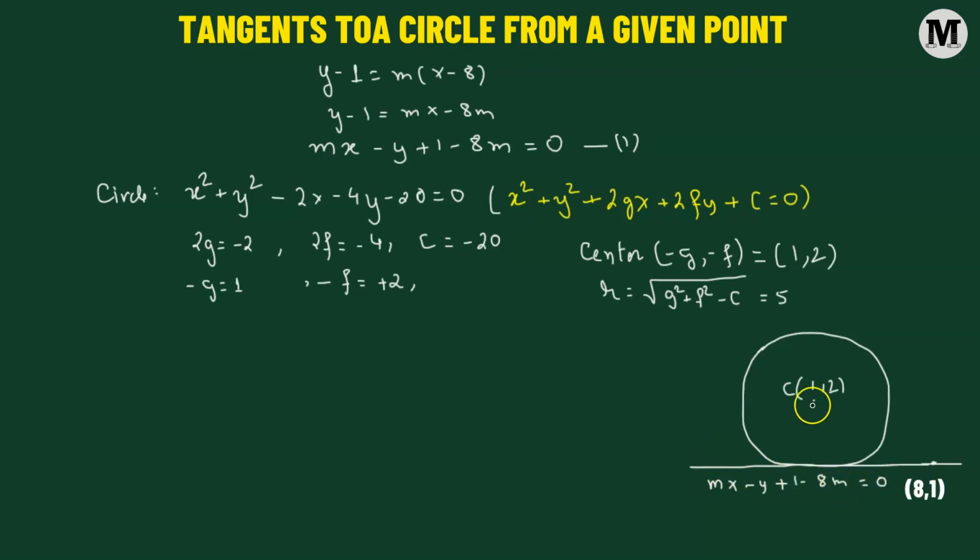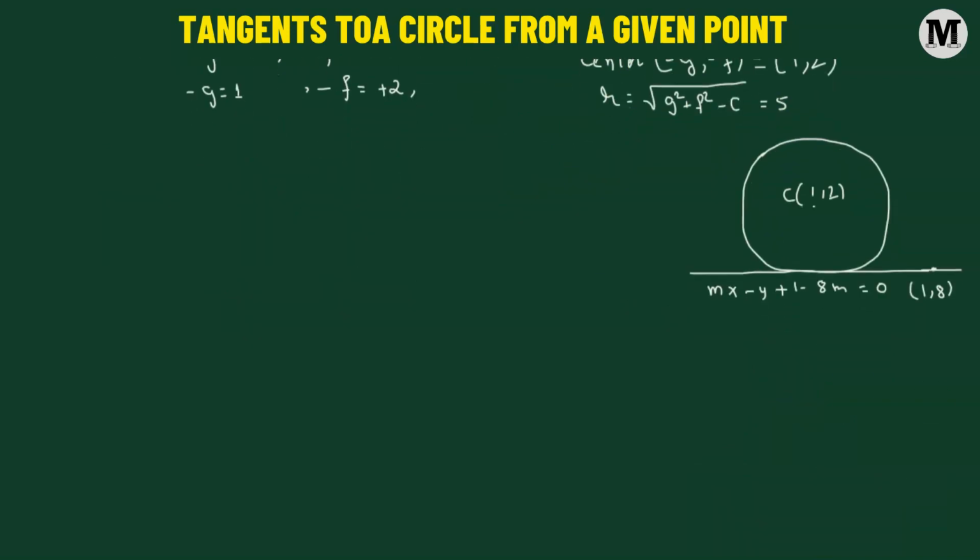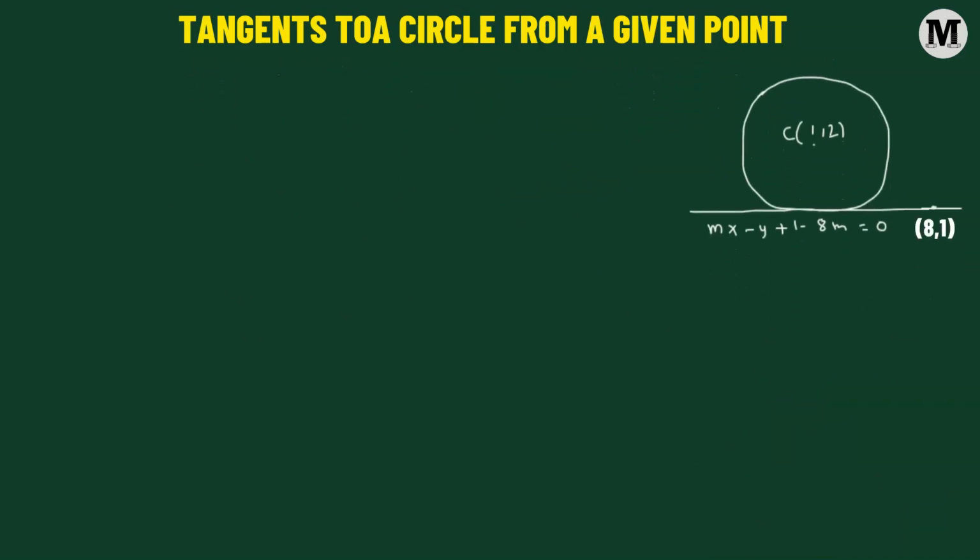So here our goal will be to first determine the value of the slope m. So how shall we do that? Now if we drop a perpendicular from the point C to the point of contact, which is the point where the line is tangent to the circle, and name it A, then CA is going to be the perpendicular distance.